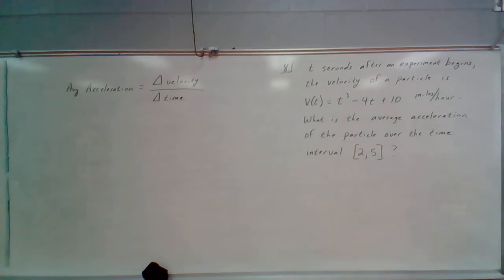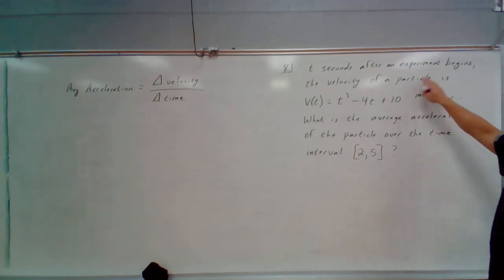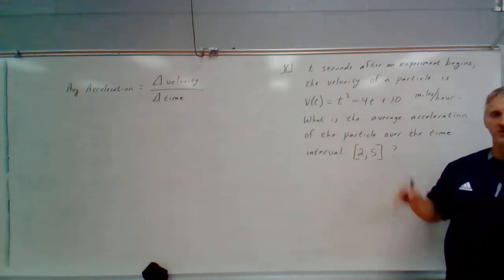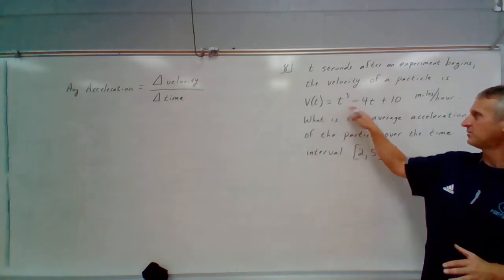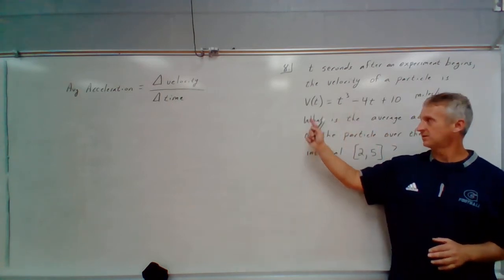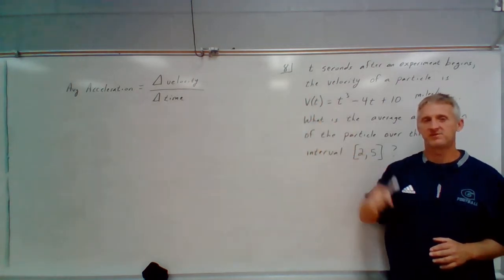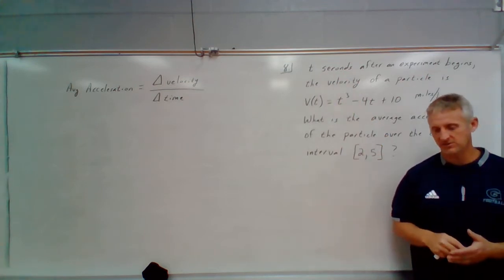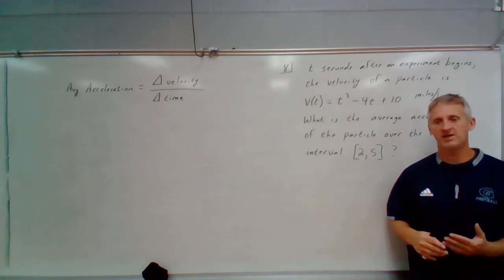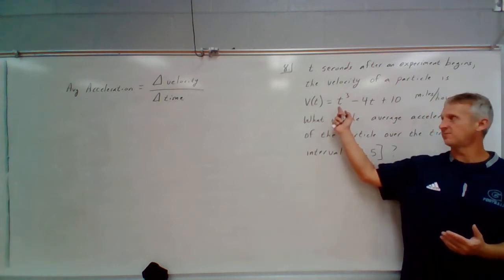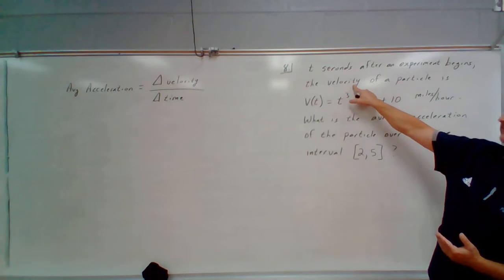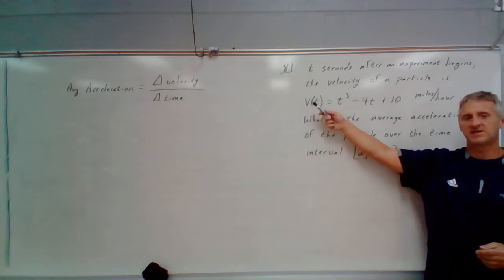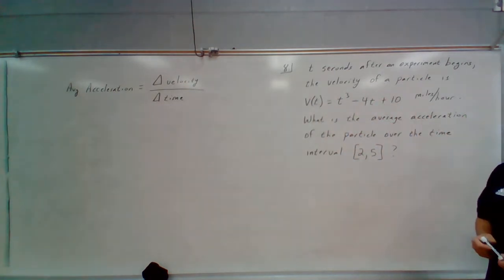All right, so let's have a look at this problem. t seconds after an experiment begins, the velocity of a particle is given by this function. When you have a word problem, you always need to understand what all the variables mean. What does t represent, and what does the function spit out? What does v represent? Here, t is measured in seconds. So I plug in the number of seconds after the experiment began for t. I plug in a time, and this function spits out the velocity of the particle. So t stands for seconds, and v stands for velocity, which is measured in miles per hour.